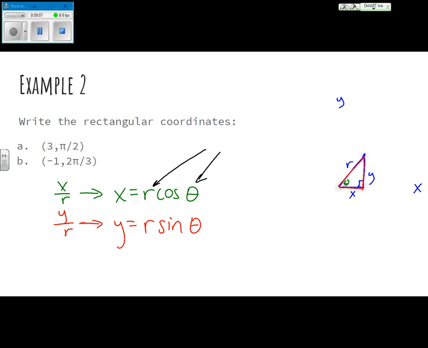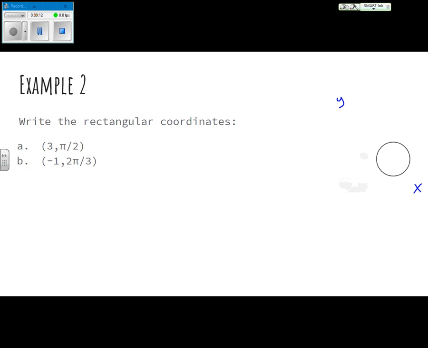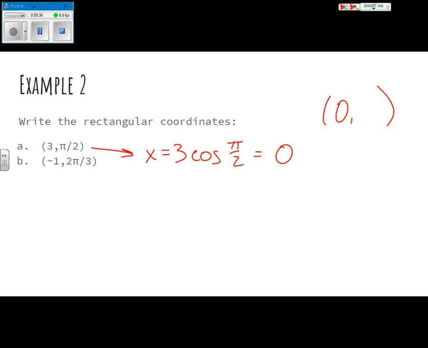They told me some r's and thetas. I'm wanting to plug them into my formulas, which were hopefully already on my note card. Okay, so to find out what x is, it's just going to be my r, 3, times the cosine theta, cosine of pi over 2. Well, cosine of pi over 2 is 0. 3 times 0 is 0. So my x coordinate is going to be 0. Now let's plug it in to see what it's going to be for y.